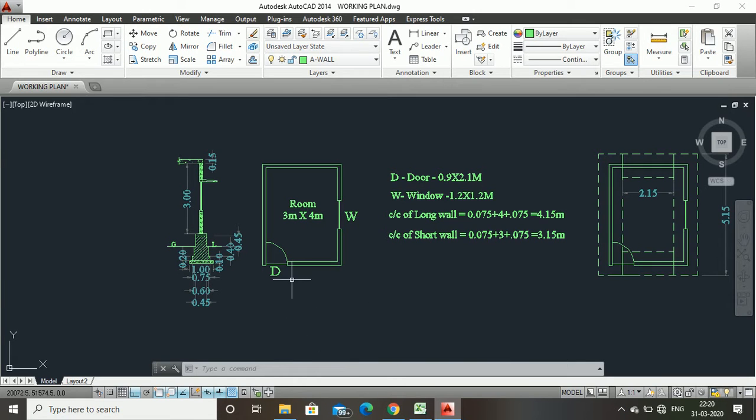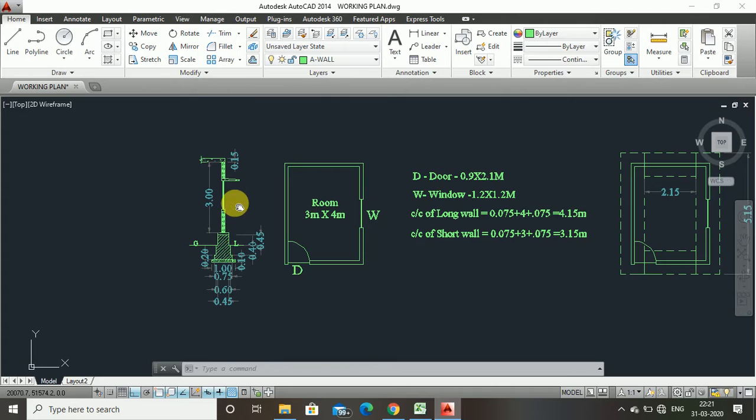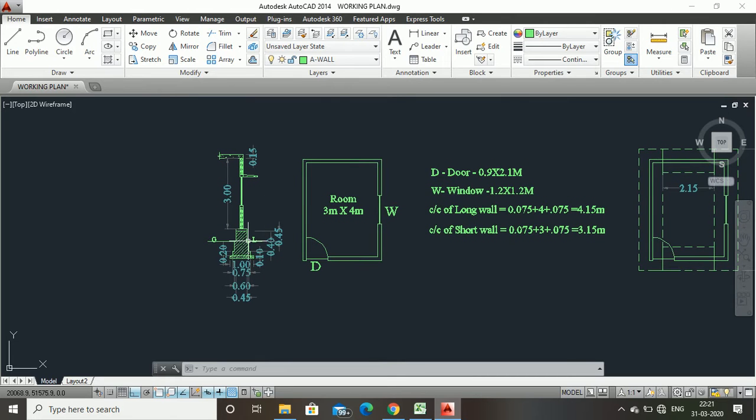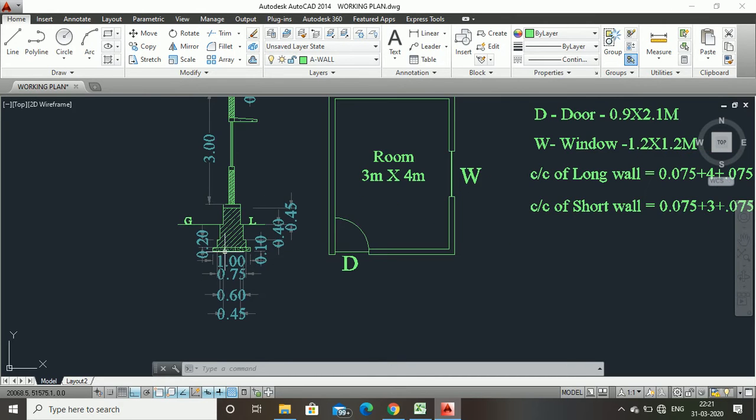Hello friends, in this video I am going to explain the long wall short wall method of estimation. Here I have taken a room of size 3 meter by 4 meter and the thickness of wall is 0.15 meter. The type of wall is CC block of 0.15 meter thickness, and the section I have drawn over here. This is a load bearing structure.